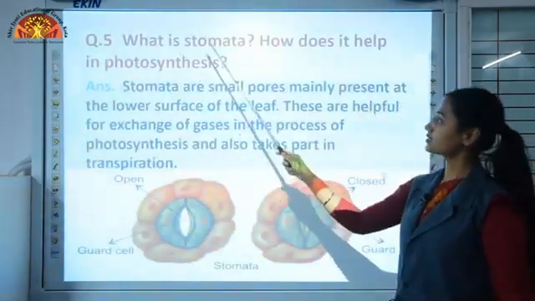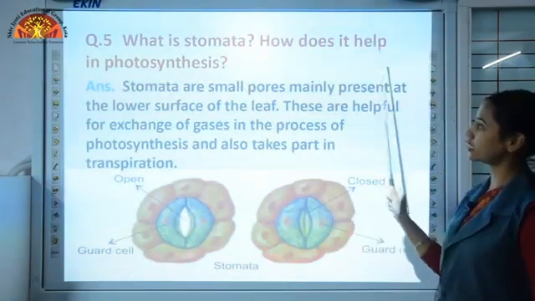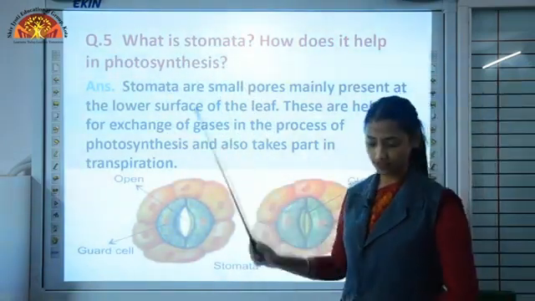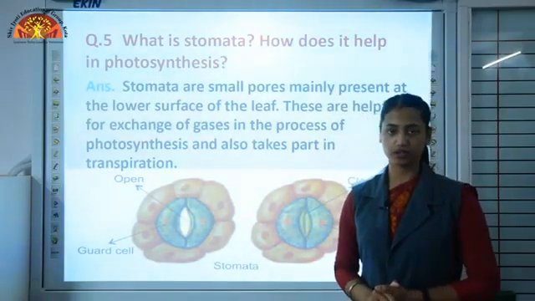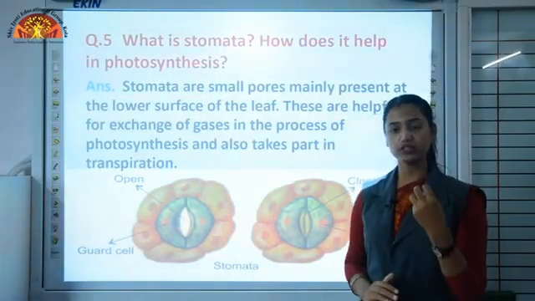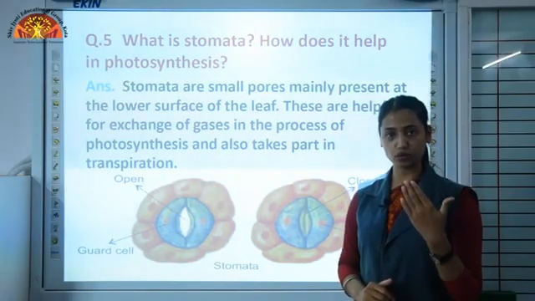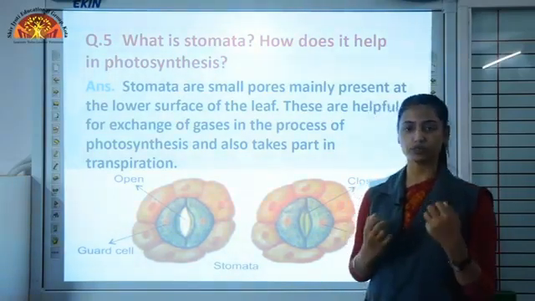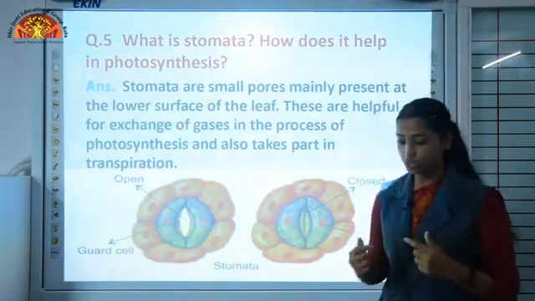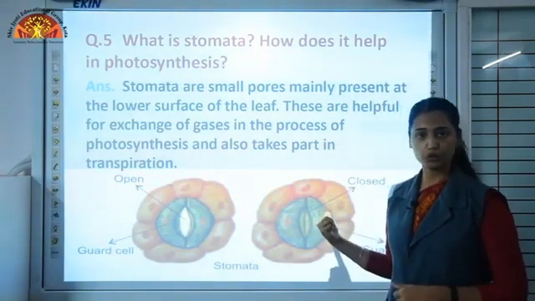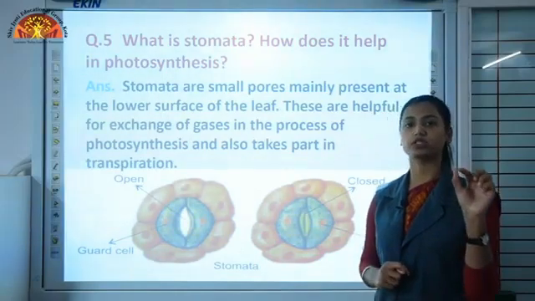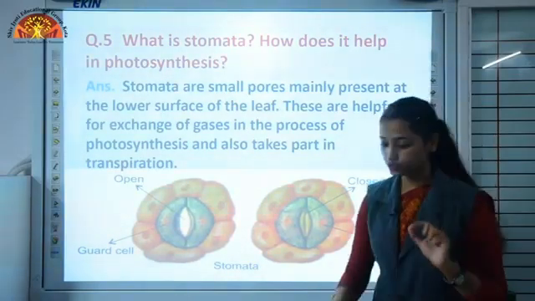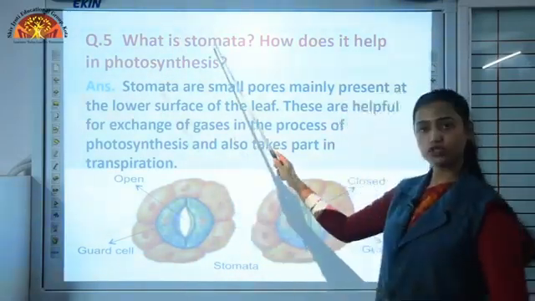Next, what are stomata? How do they help in photosynthesis? Recently we studied chapter 10, respiration in organisms. We breathe through which organ? By the nose. We breathe in air through our nose. So does a leaf have a nose? No, it does not. So a leaf has very small pores, very small holes, and those holes are known as stomata.